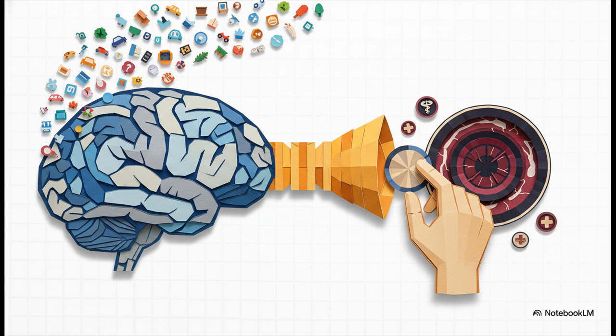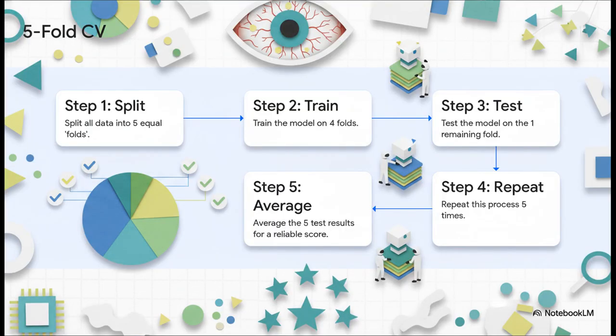Our job isn't to teach them how to see from scratch, no way. Our job is to give them a super specialized fellowship in retinal disease. We're fine-tuning their existing genius. This whole idea is called transfer learning, and it is a total game changer. And we're not just going to train it once and call it a day.